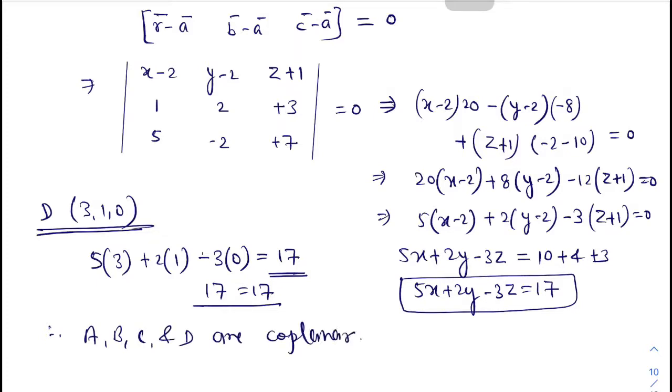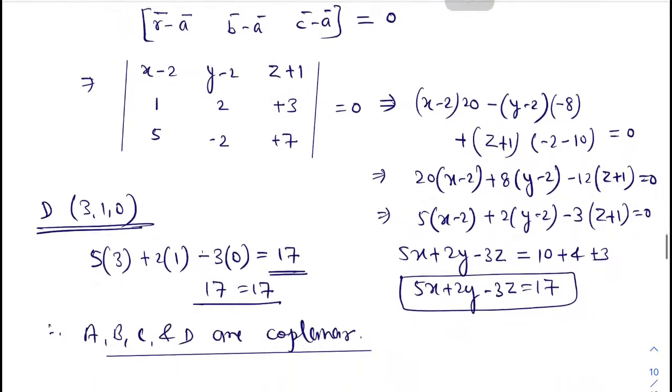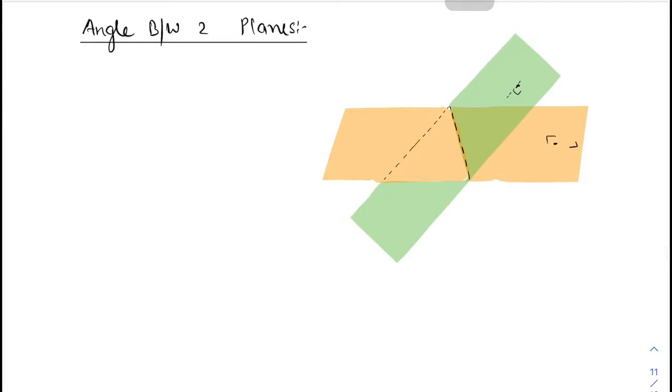So in this manner we can also determine whether given 4 points are coplanar or not. Okay, so moving on to the next topic, that is how to determine what is the angle between any two planes. Okay, so let us consider the equation of plane 1 to be r vector dot n1 vector equal to d1.